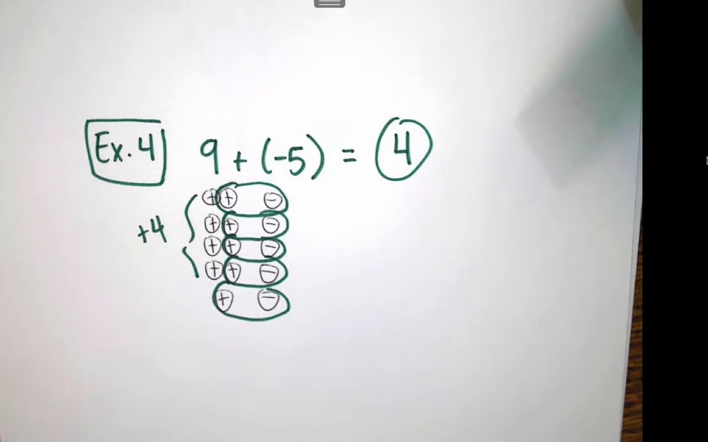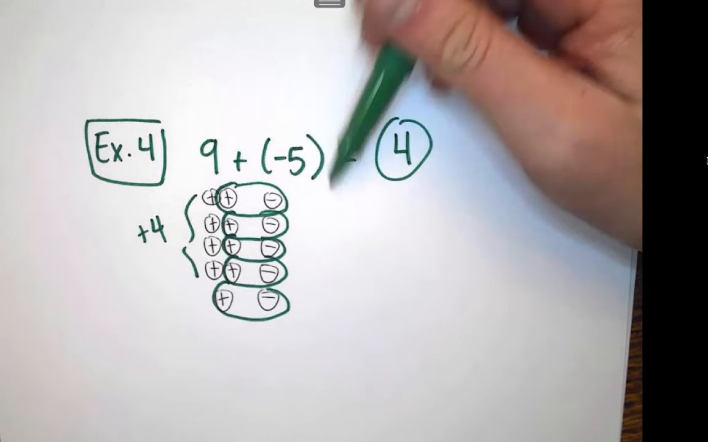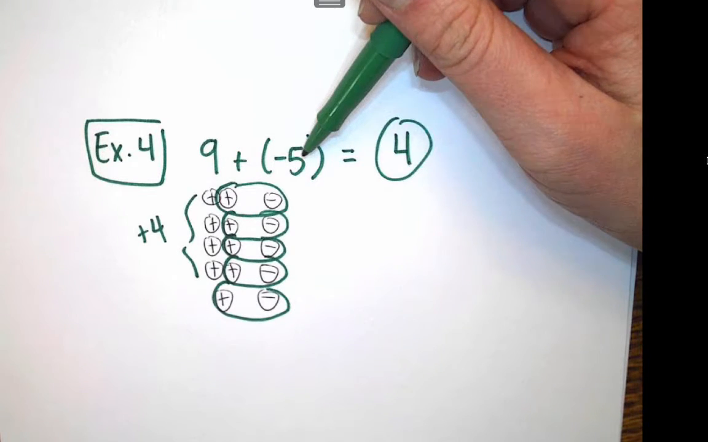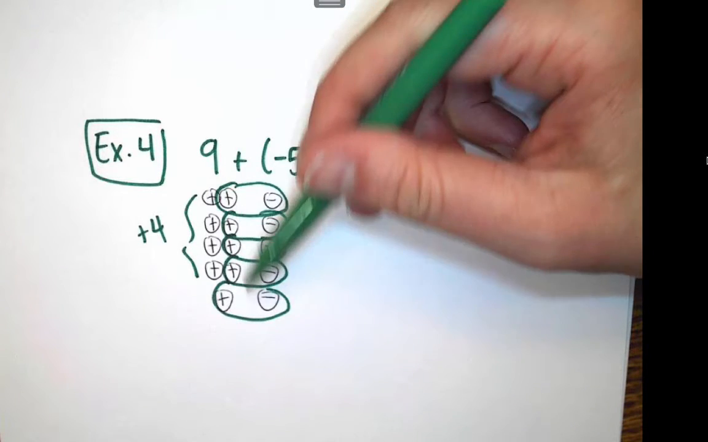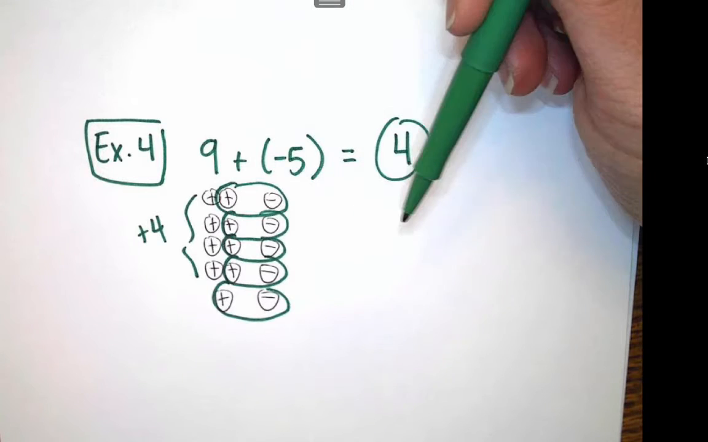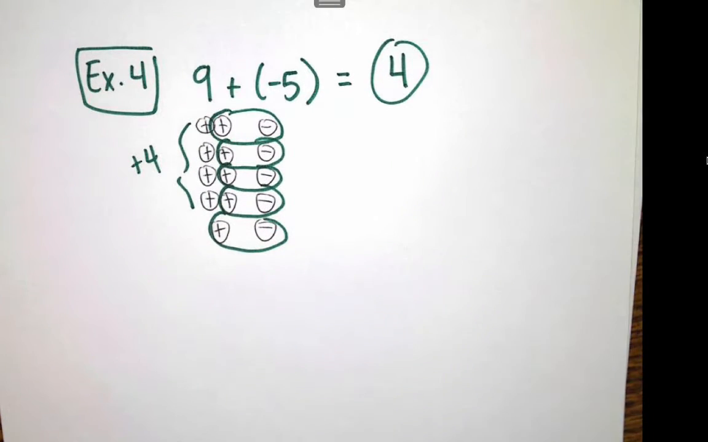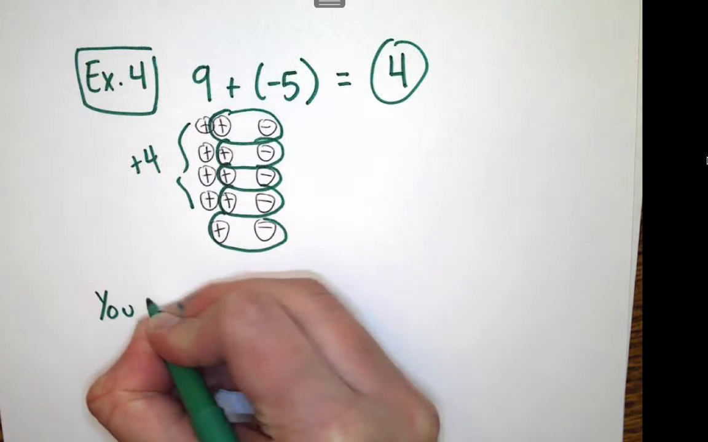That's going to be really helpful when these numbers become really big, because if this was a 97 and a 54, whoa, I'd have to draw 97 positives and 54 negatives. That sounds crazy. I don't want to do that. So we definitely want to practice this rule. Here, you try. Let's see if you can do it.